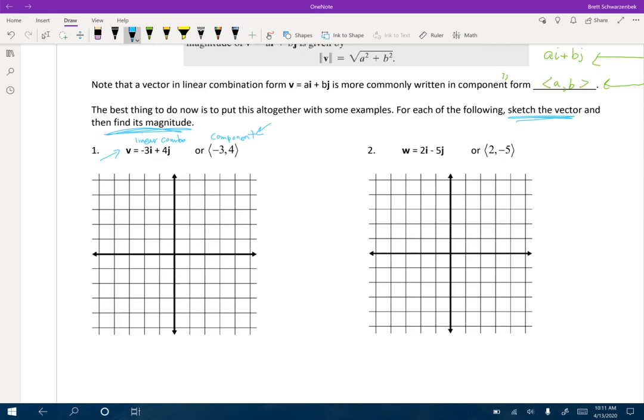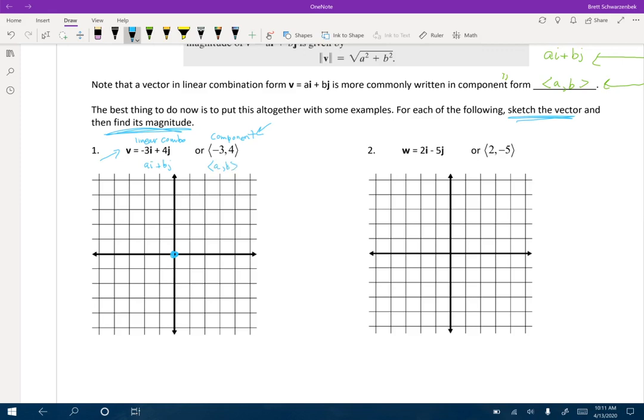So this is the vector negative 3i plus 4j. How do we actually draw this vector? Well, if it's only vector v, it's coming from the origin as the initial point. So what is the terminal point? The terminal point is essentially the coordinate a comma b. Let me write this out a little differently. So this is in ai plus bj form, or a comma b.